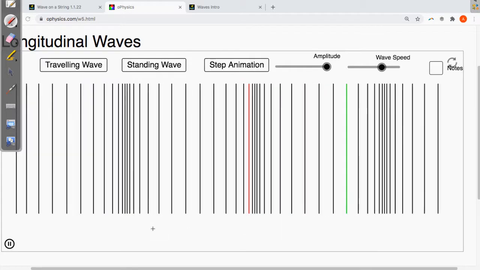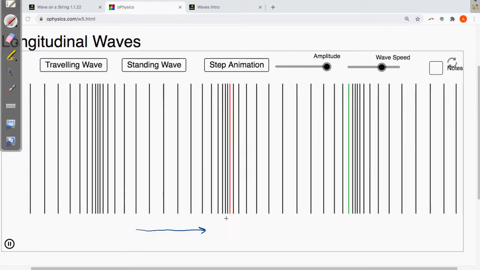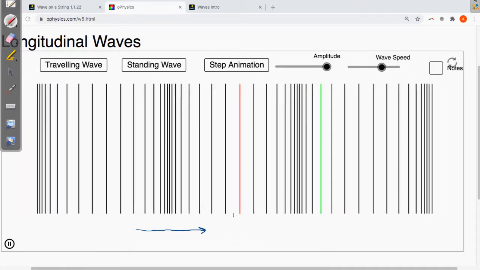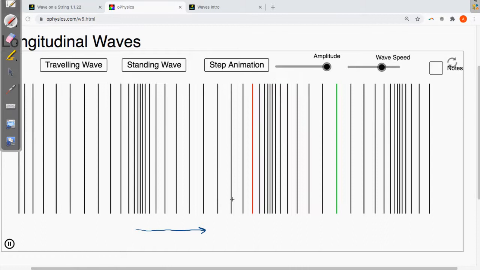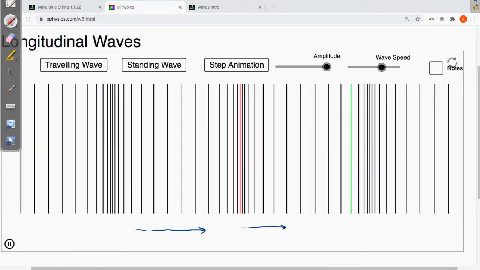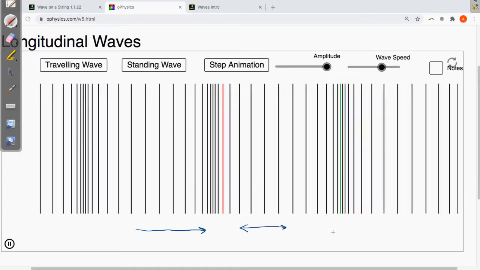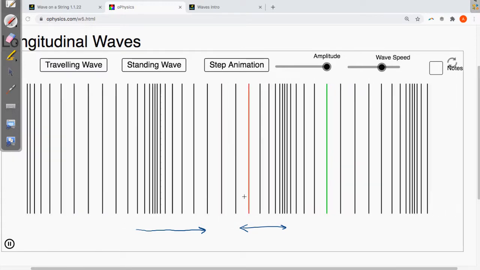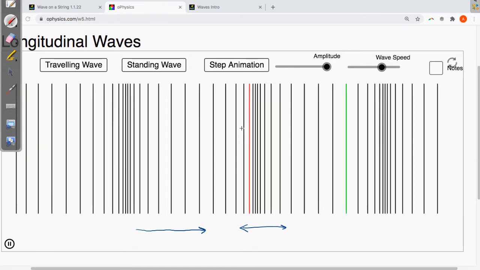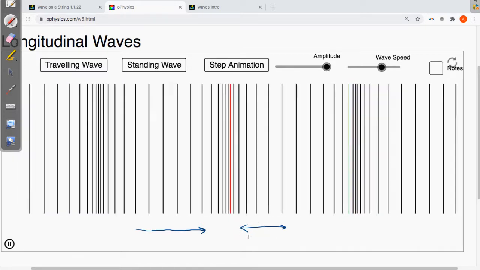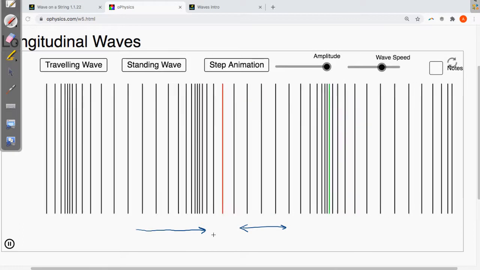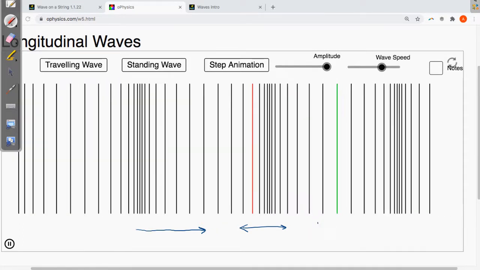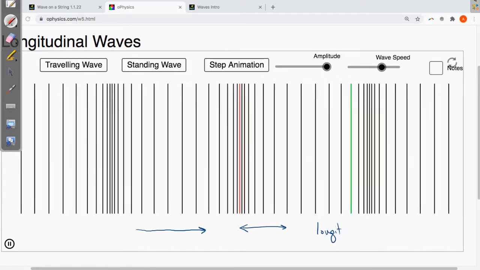So we have a disturbance that is moving from the left to the right, these compressed areas and these spread out areas. But if you focus on the red line, you can see that the red line is just moving backwards and forwards, left and right, and the same thing with the green line as well. So although we have a disturbance moving off to the right, the lines, which are actually just a bunch of particles joined together, are moving backwards and forwards, and in this case they're moving backwards and forwards parallel to the direction of the wave propagation. That's characteristic of a longitudinal wave. So these are longitudinal waves.